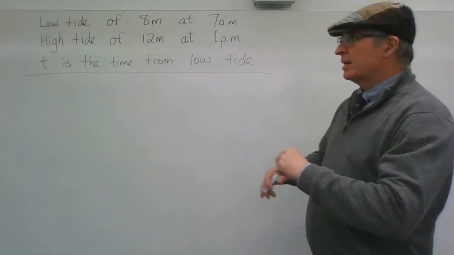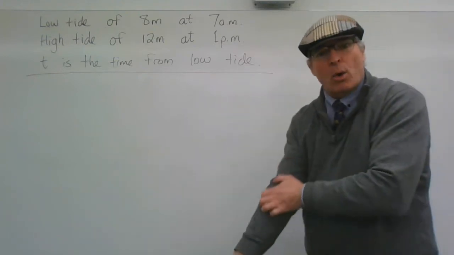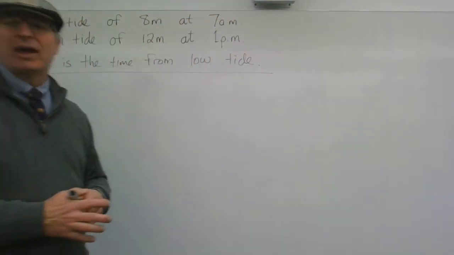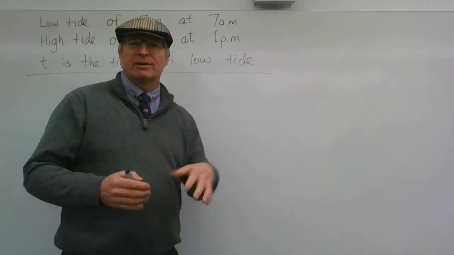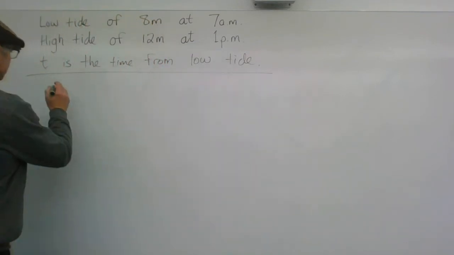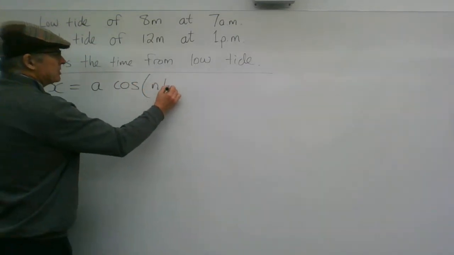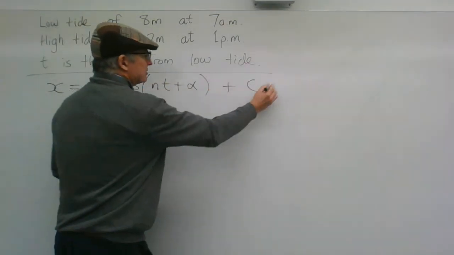So I'm going to write down your stock standard equation for simple harmonic motion, because that's how the tides are working. They're in a cyclical thing, so it's going to be simple harmonic motion. You've got your x equals a cos(nt plus alpha) plus c.